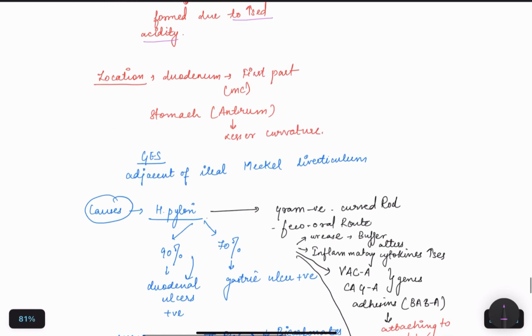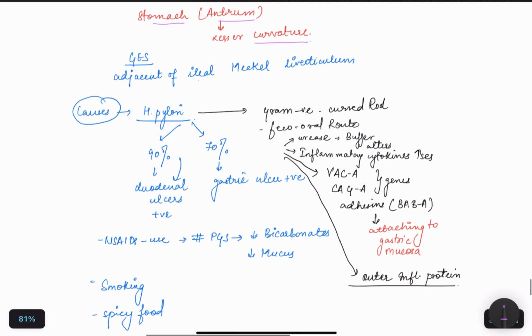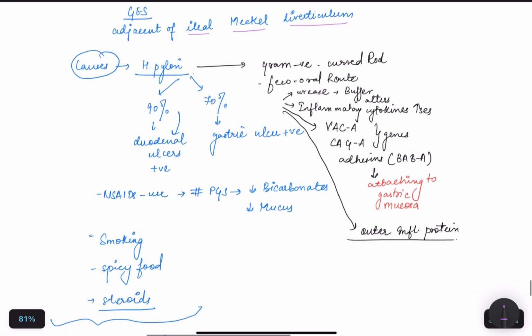So what is the location of ulcers? The most common site of ulcer is the duodenum, that is the first part. Second is the stomach, which is the antrum or lesser curvature. Third is the gastroesophageal junction, which can be adjacent to an ileal Meckel's diverticulum.